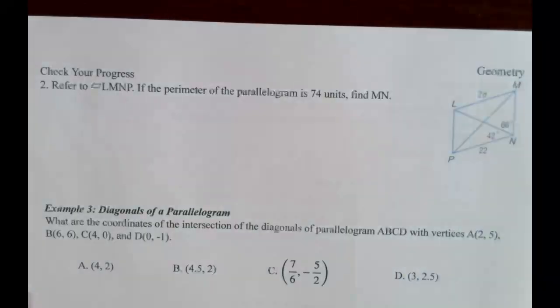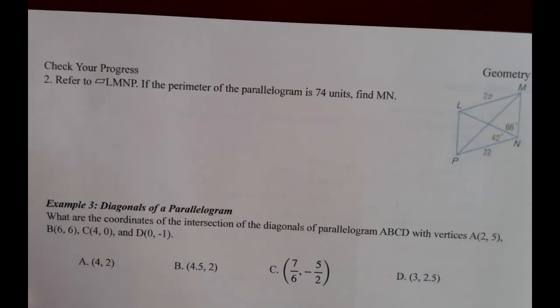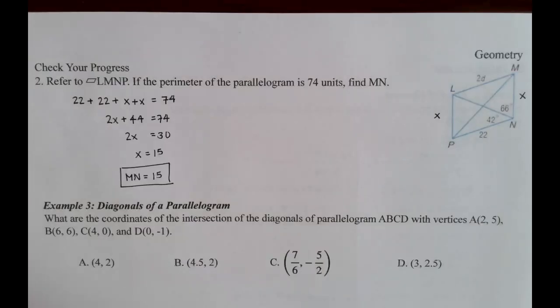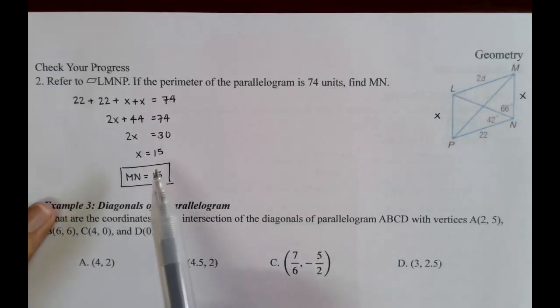So why don't you try the check your progress too, and then come check your answer when you're done. Okay, you should have gotten that MN is 15. If you got that, you can move on to our last example. If not, here's your explanation.